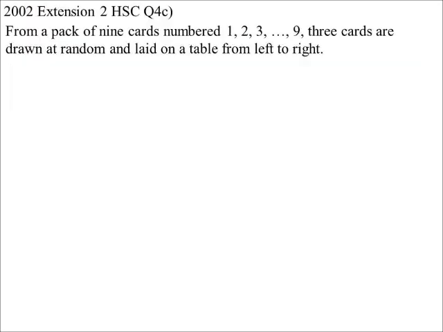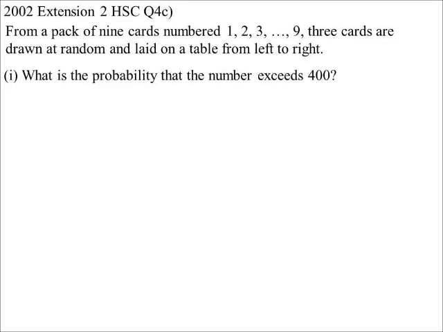2002 paper. Pack of 9 cards, just numbered 1 to 9. 3 cards drawn at random and laid on a table from left to right, and they're essentially forming a 3-digit number. What's the probability that that number exceeds 400? So even though you have got this harder question in extension 2, that doesn't mean every part of it's going to be difficult. This is a standard sort of question, isn't it?